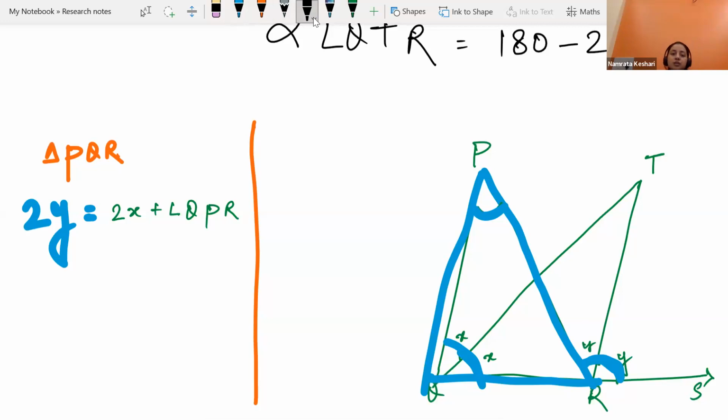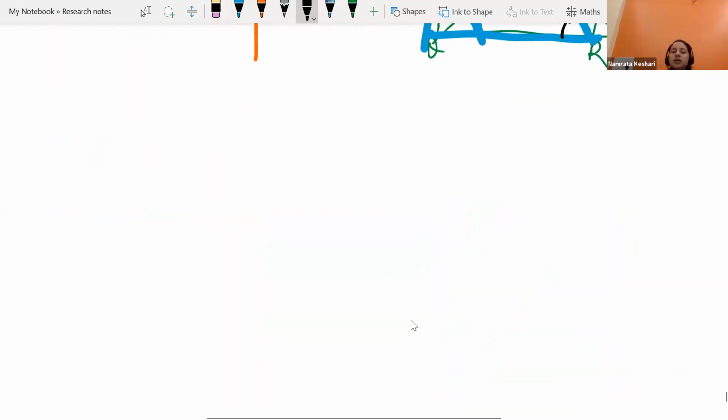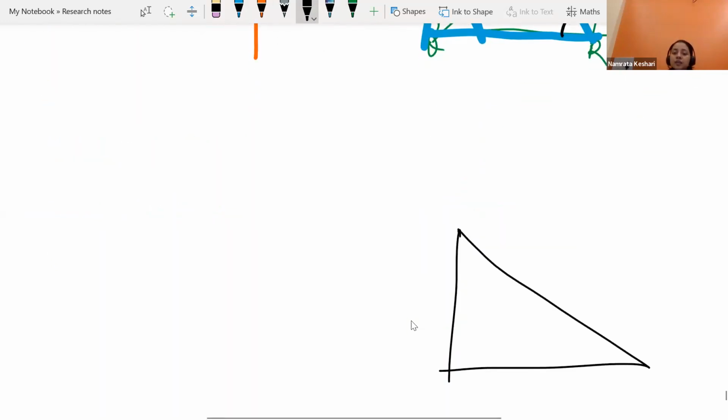But in our proof, QPR is not there. So we are trying to replace this QPR in terms of x and y. If that is y plus y, 2y, then this will be 180 minus 2y, linear pair. Yes or no? Yes, ma'am. And what will be angle P? In this triangle PQR, if one of the angles is 2x and another angle is 180 minus 2y, then find this angle, please find it, quick.